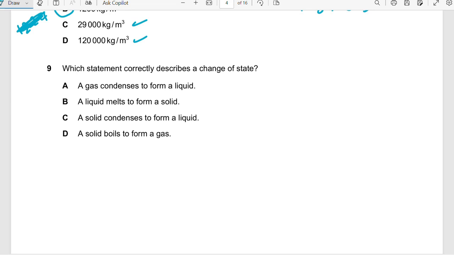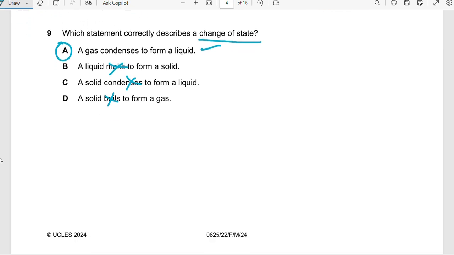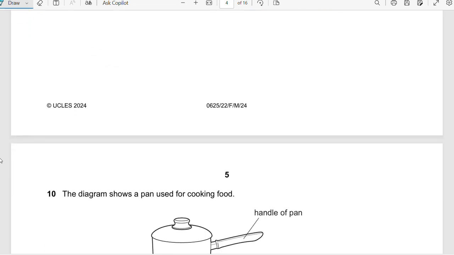Now in question 9, which statement correctly describes a change of state? A gas condenses to form a liquid. This is possible, yes. A liquid melts? No, it doesn't melt. A solid condenses? No, this is wrong. A solid boils? No. So the answer is A. Remember, the gas condenses, the liquid freezes or evaporates, and a solid can melt.